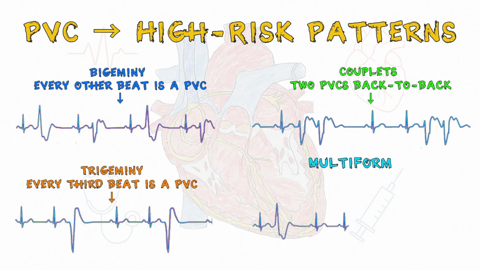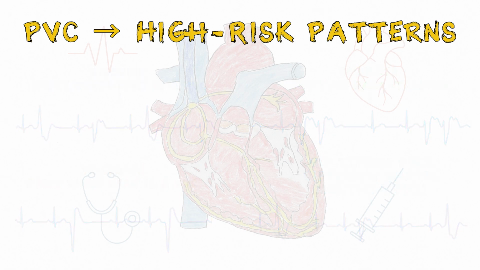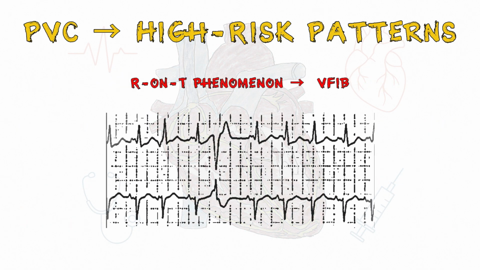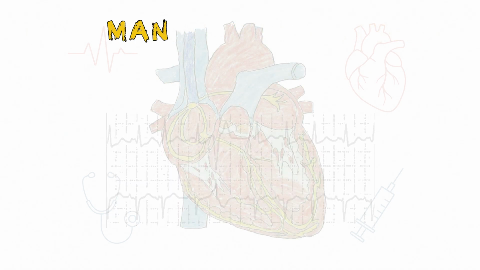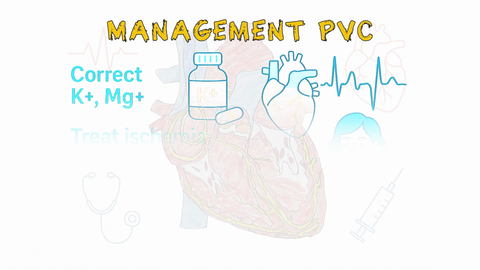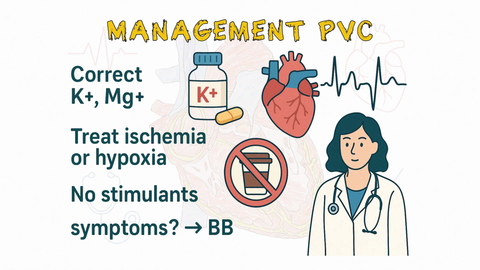Number 4, multiform PVCs. Different shapes, multiple foci, more dangerous. And last one, R-on-T phenomenon. The PVC falls on the T wave, which can trigger ventricular fibrillation. PVC management includes correcting potassium and magnesium, treating ischemia or hypoxia, avoiding stimulants, and beta blockers for symptomatic patients.